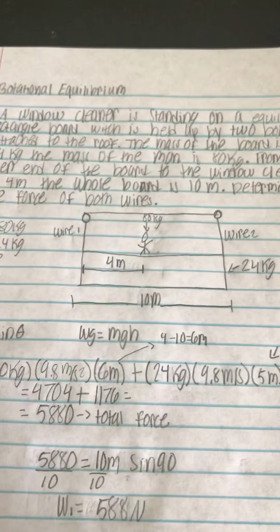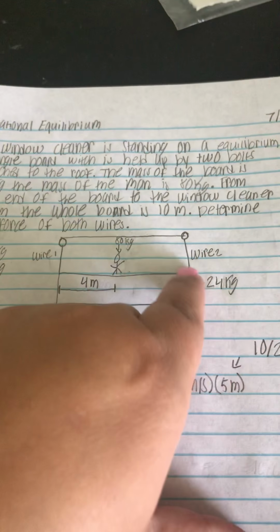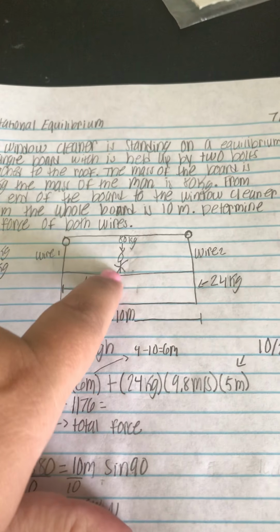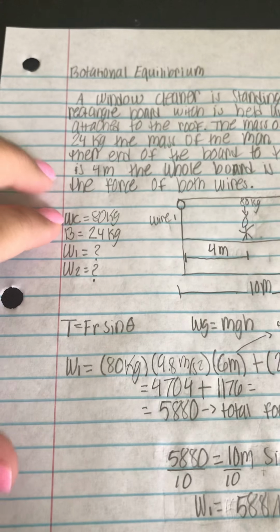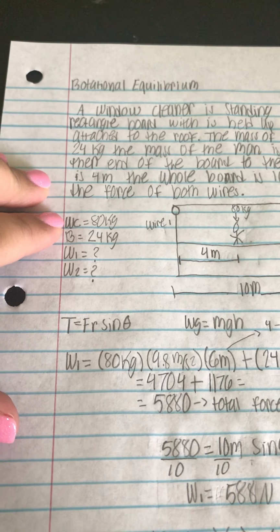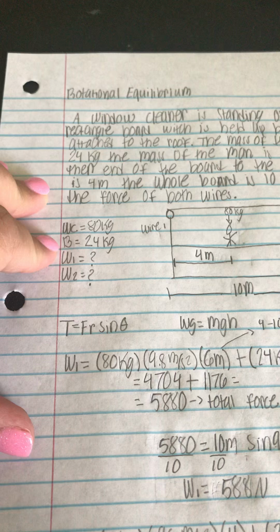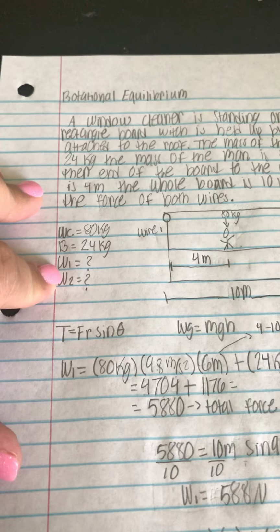So I do this little diagram. Here's the board right here, and there's wire 1 and wire 2. And the man's standing at 4 meters. So I first write down what was given: the window cleaner is 80 kilograms. The board is 24 kilograms, and we don't know wire 1 and wire 2.